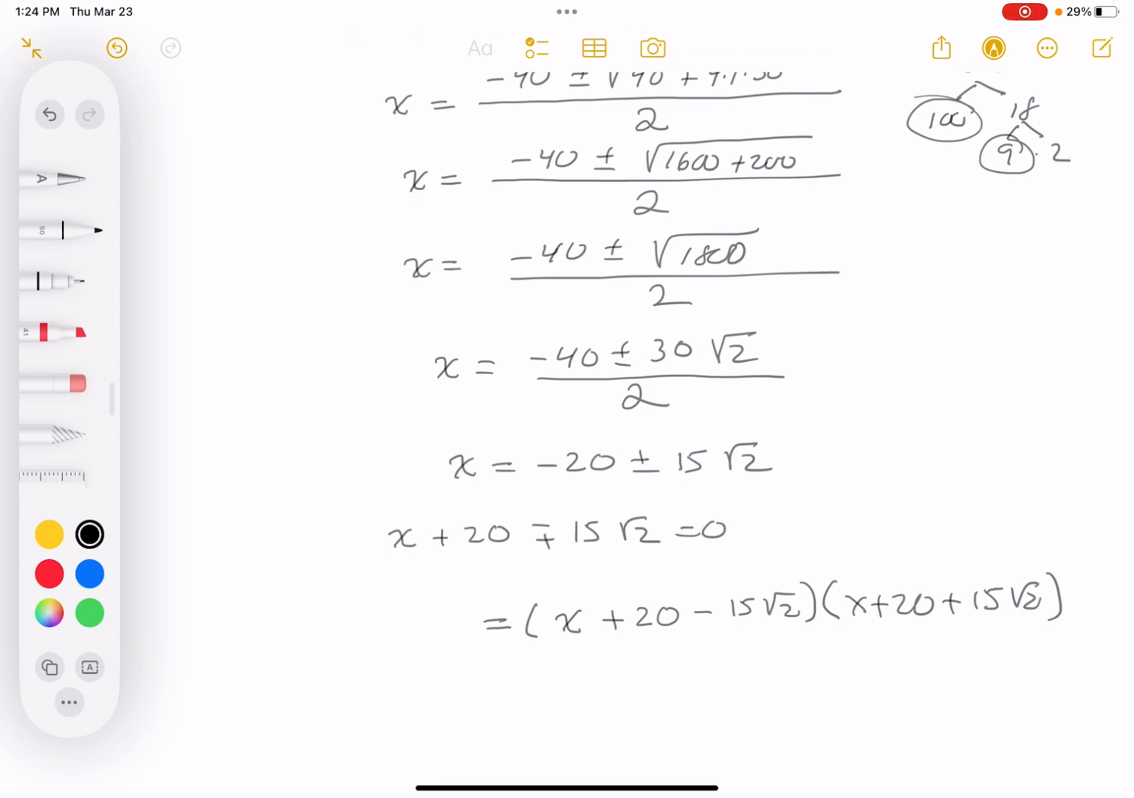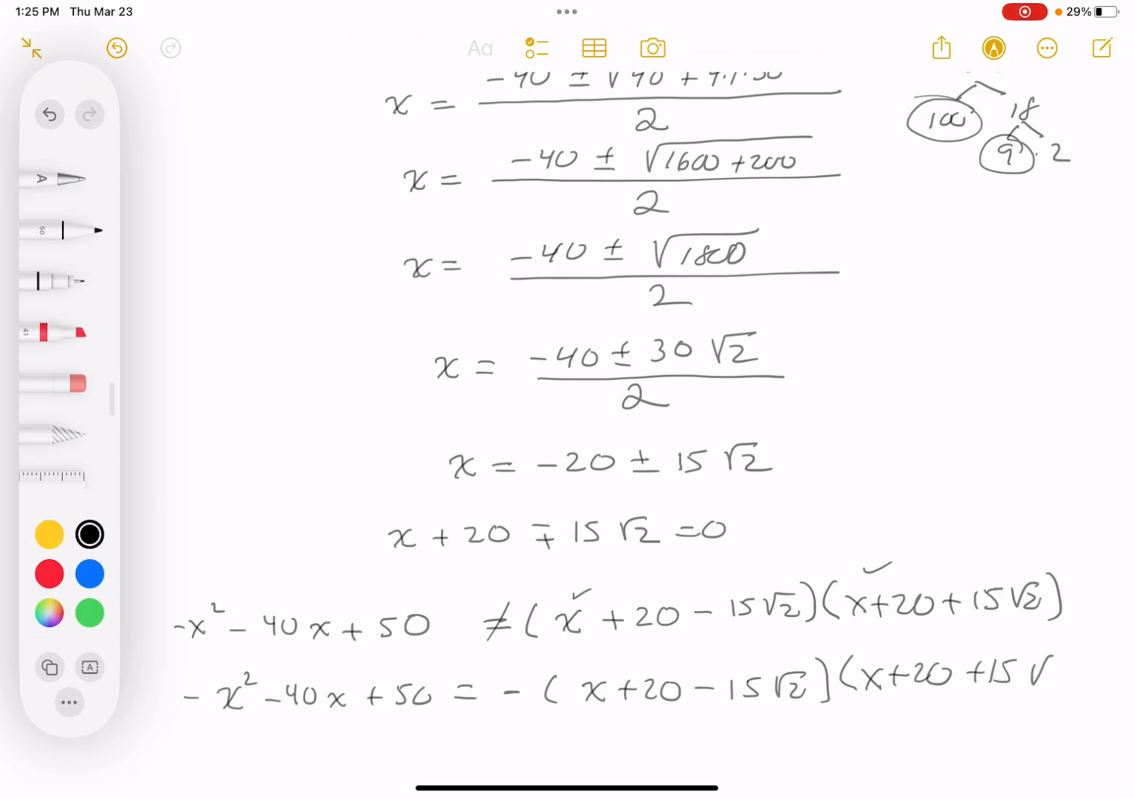What's my claim? This is equal to the original problem, which is minus x squared minus 40x plus 50. And the truth is it's not equal to that. And why is that? If I just thought about it, x times x would be x squared. What do I need? A negative number. So let me just cross this out, and I have to rewrite this thing over here. This is the original problem. And I'm going to say it's minus x plus 20 minus 15 root 2, x plus 20 plus 15 root 2. I could put a box in this indicating I'm done with it.